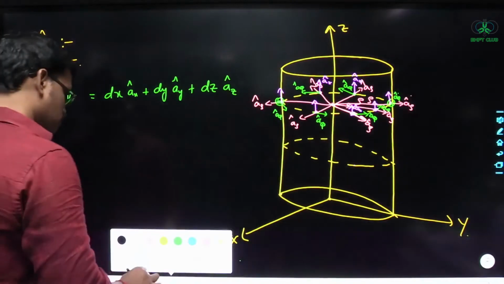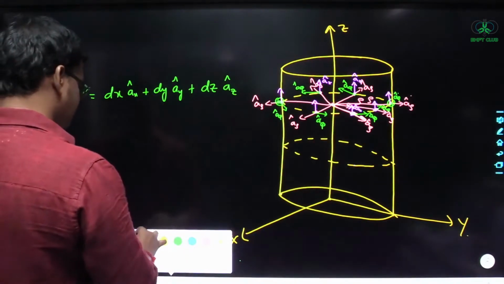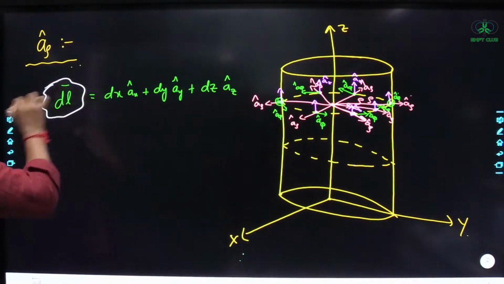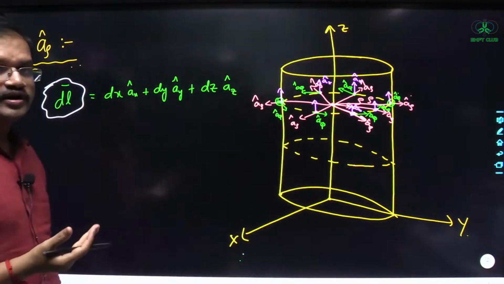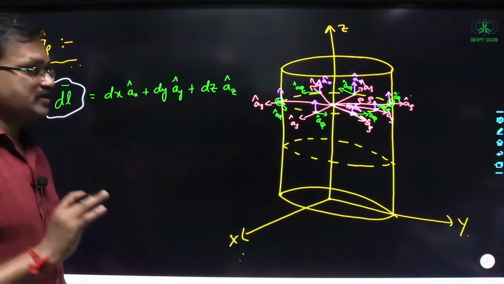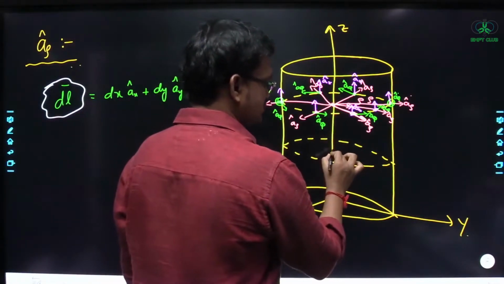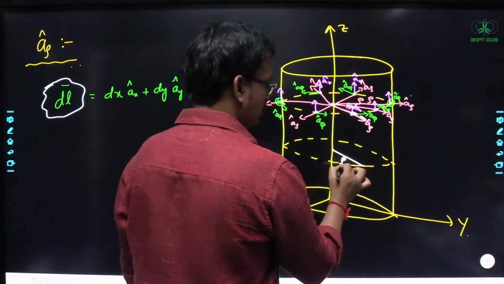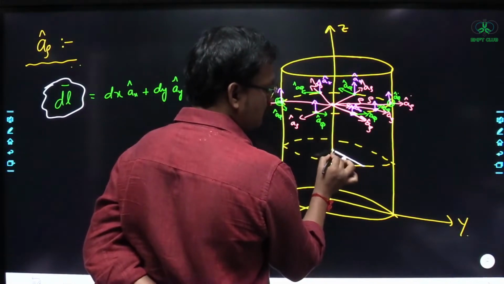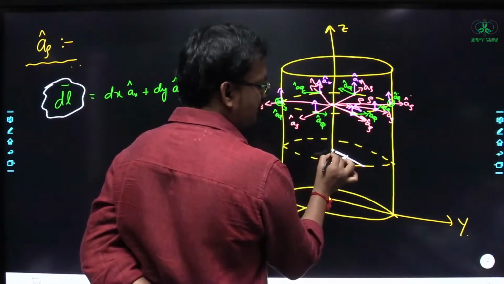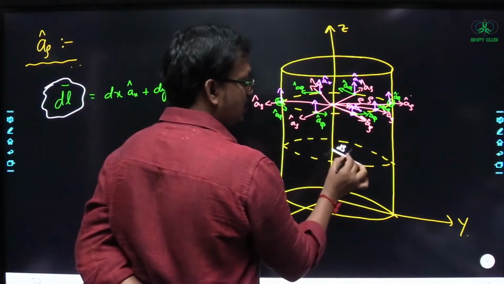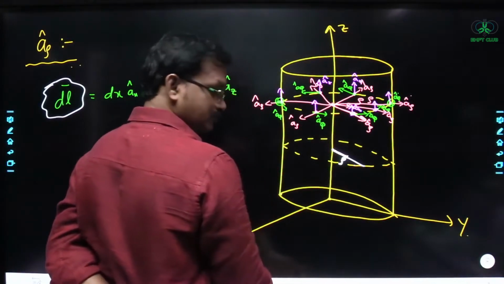Now what I am going to do is represent this small differential length dl bar by varying only rho. Let us say this is rho. If I am moving only along rho, then how can I represent the differential length dl bar? I can represent it as d rho a_rho cap, right?